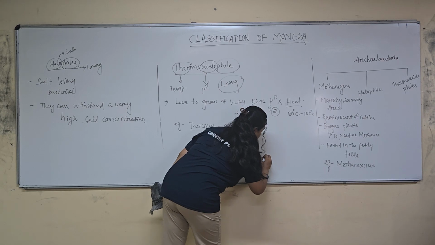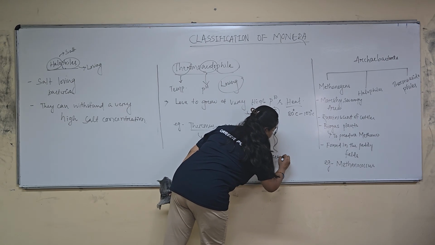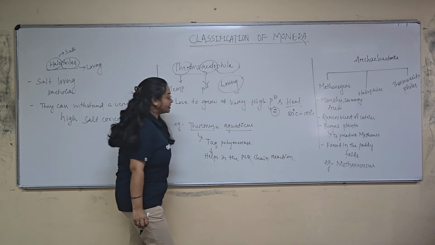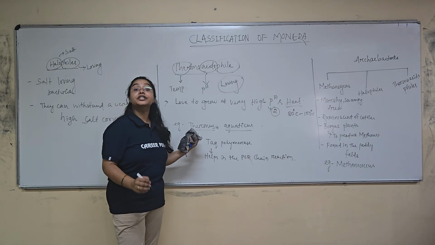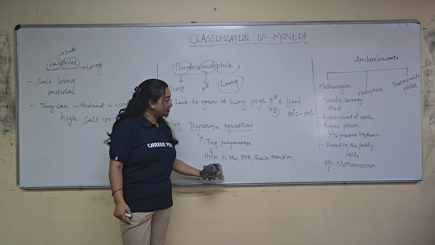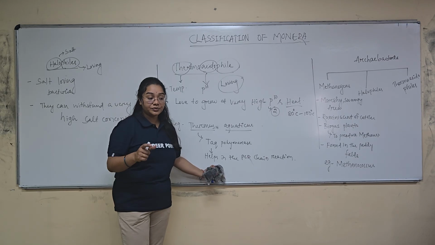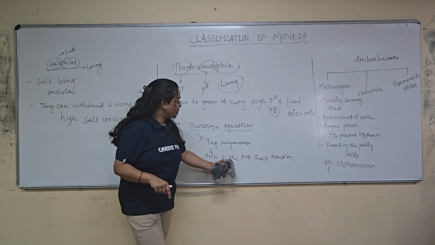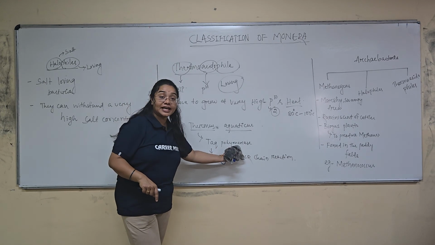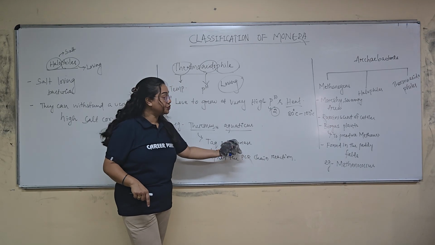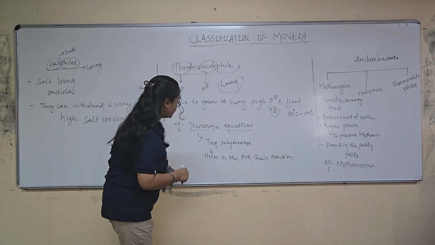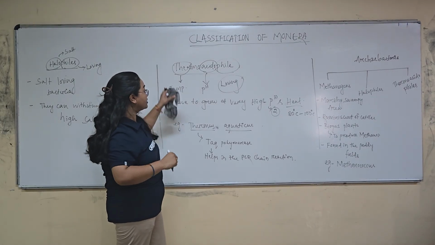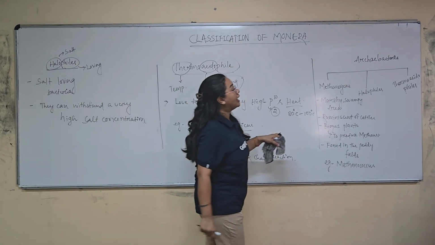PCR, polymerase chain reaction. Why was this bacteria preferred? Because it can withstand a very high temperature. And in the PCR method also, during the time of denaturation, we will use this enzyme, this Taq polymerase. It's used for the primary activity. Okay? So this is all about the archaebacteria.